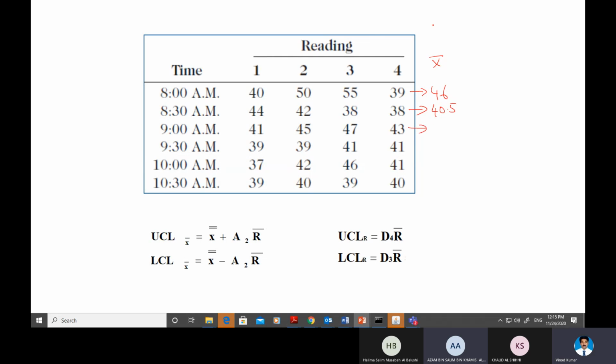Very quickly. This is mean. Yes, 44. Then what about this? 39 plus 39 plus 41 plus 41 by 4. Average, mean. 40. Okay, what about this? 41.5. The last one.